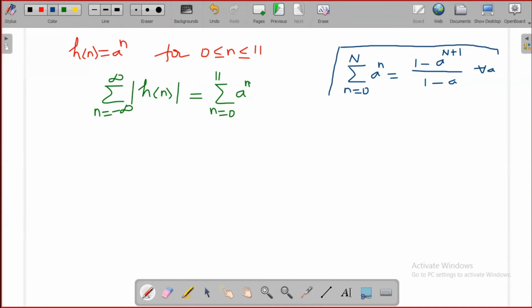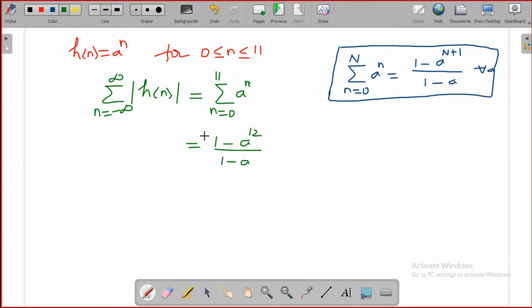Except that a should be a finite number. It may be less than 1 or greater than 1, whatever it is. So the summation of a power n from 0 to N is 1 minus a power N plus 1 divided by 1 minus a. Here, what is the capital N value? 11. So it is 1 minus a power 11 plus 1, which is 12, divided by 1 minus a.